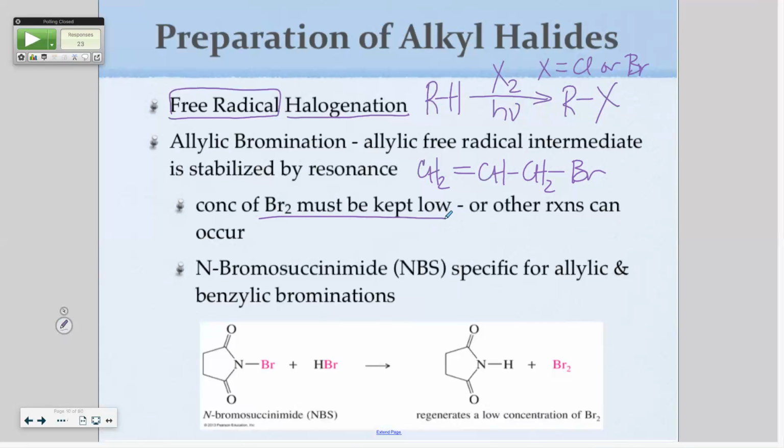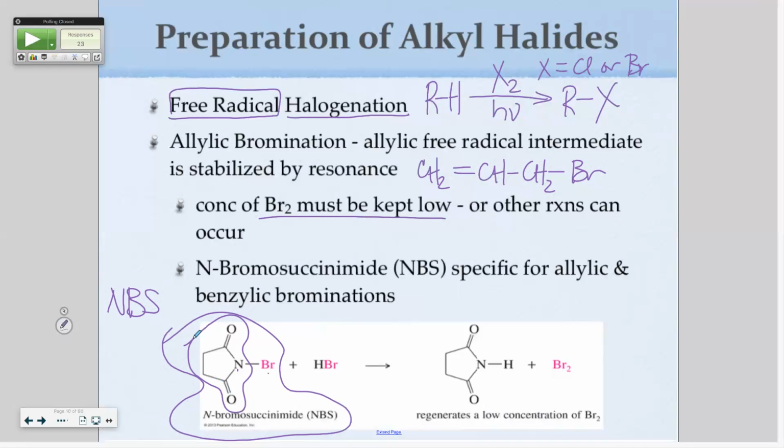N-Bromosuccinimide is a special compound that gets used to make allylic and benzylic bromides. This is what it is. You can learn it as NBS. Do you see where the N comes from? N-Bromo. This little piece of the molecule here is called succinimide. You probably never heard of it, but that's what it is. It's just that little 5-membered ring.